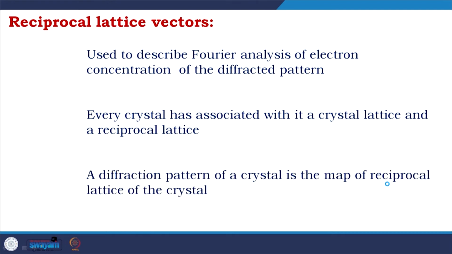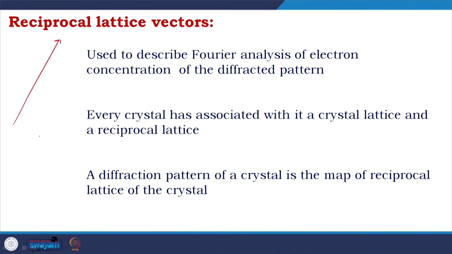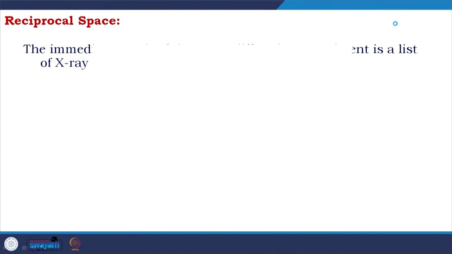A diffraction pattern of a crystal is the map of the reciprocal lattice of the crystal. So, what is reciprocal lattice? If you think about the planes, they are going parallel. So, when you are getting the A, B, C intercepts, sometimes it would be infinity, so it is a problem. The reciprocal is 1 by, so when it is infinity, 1 by infinity is 0. In that way, reciprocal lattice is helpful.